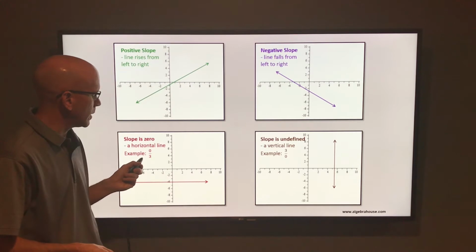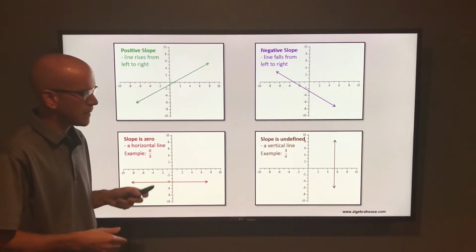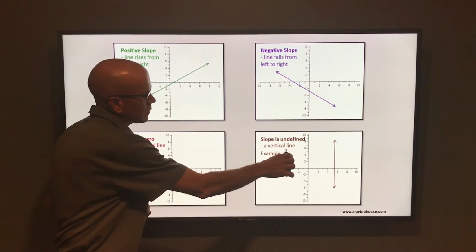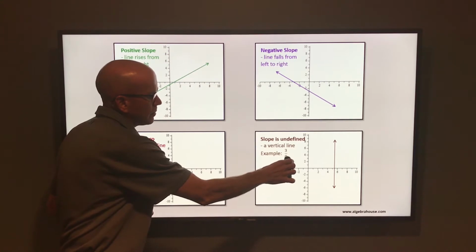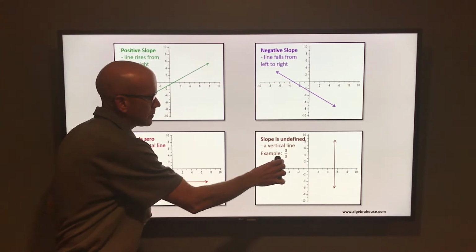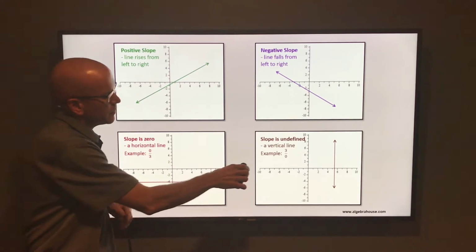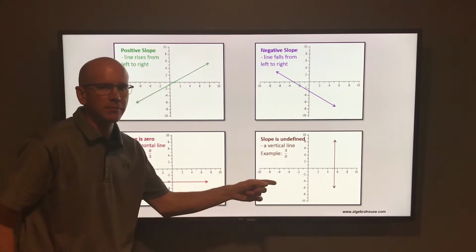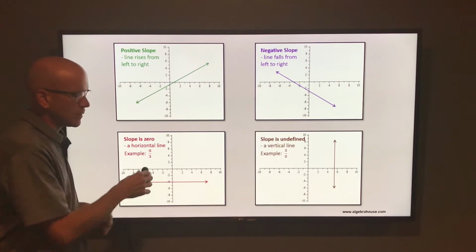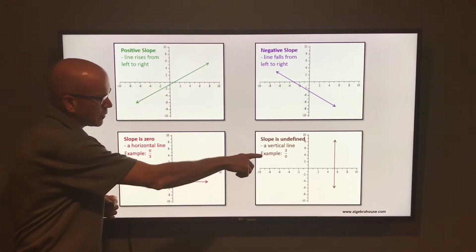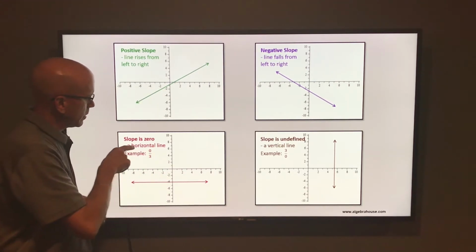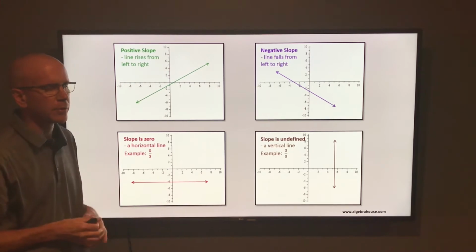All vertical lines have a slope that is undefined. All horizontal lines have a slope that is 0. Why? Because on a vertical line, the denominator in the slope is 0. In a horizontal line, the numerator in the slope is 0. So if the denominator is 0, that's going to be undefined. If the numerator is 0, that's going to be 0. So vertical lines have a slope that is undefined. Horizontal lines have a slope that is 0.